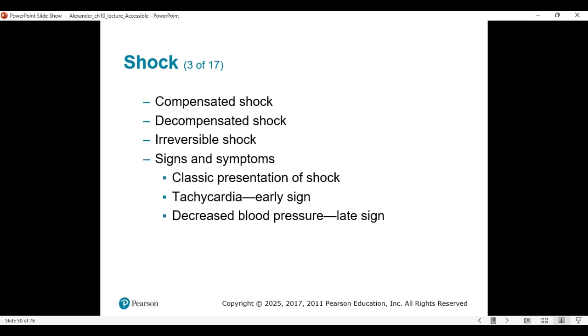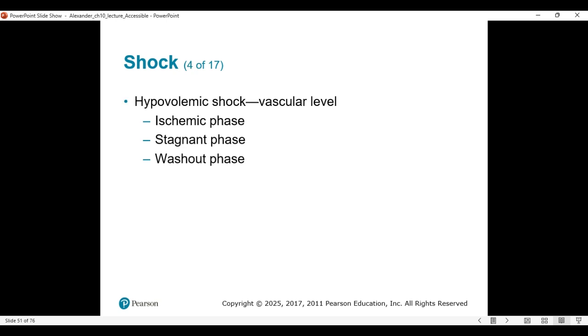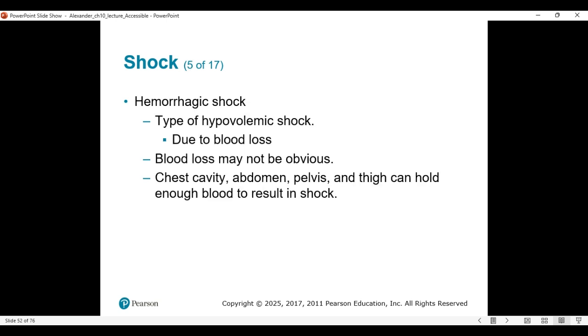Signs and symptoms, classic presentation of shock: tachycardic early. We're going to get pale, cool, clammy skin. Respiratory rate's going to go up. We could have an altered mentation, including unresponsive. Remember, decreased blood pressure is a sign that we're moving from compensated to decompensated shock, so it's going to be a later sign. At the vascular level, in hypovolemic shock, there's an ischemic phase, stagnant phase, and washout phase. This all has to do with the blood and the capillaries. It's all in your book. Please go back and reference this.